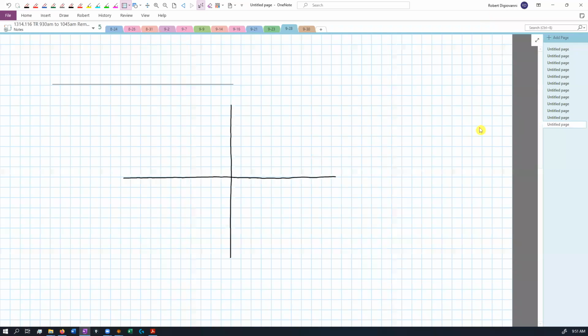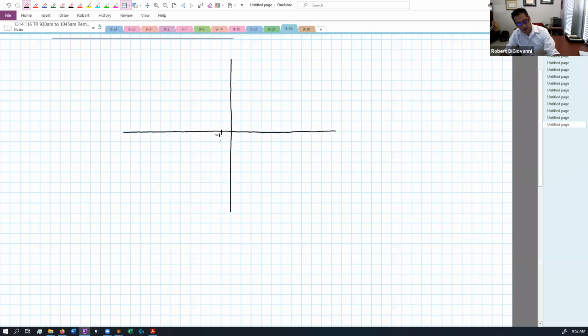-1, -9. So now that means I'm going to go to the left one. There's -1. I'm going to go down 9. So 1, 2, 3, 4, 5, 6, 7, 8, 9. Didn't go quite far enough there. -9. And right there, I'm going to put a point. That is my vertex. That is the lowest point on the parabola. I'm going to label that -1, -9, so everyone knows what that point is.